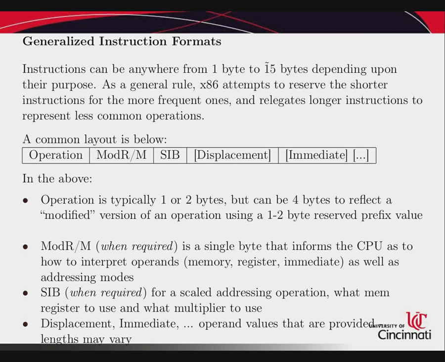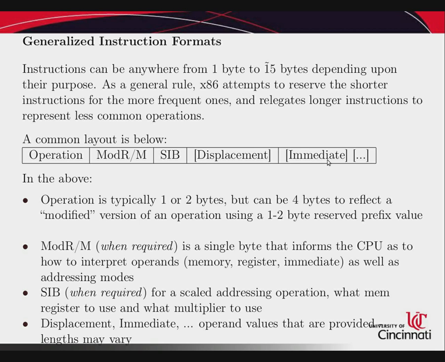x86 attempts to reserve the shorter instructions for the more frequent operations. So the common layout is below. It's really built out of these: your instruction, or what operation you want to do and how you want to do it, is really defined in these three. And then following that are the arguments. Generally speaking, you end up having a displacement argument and then an immediate argument.